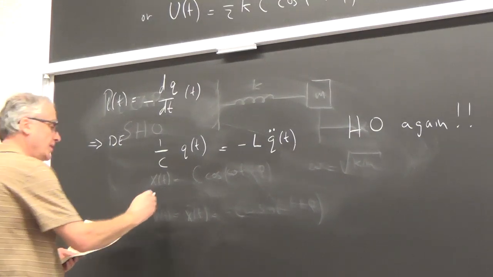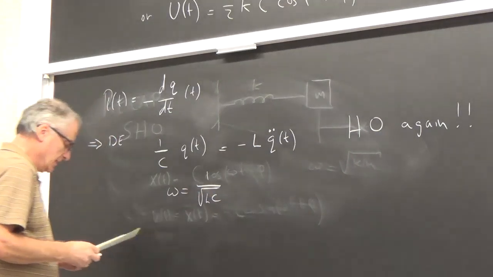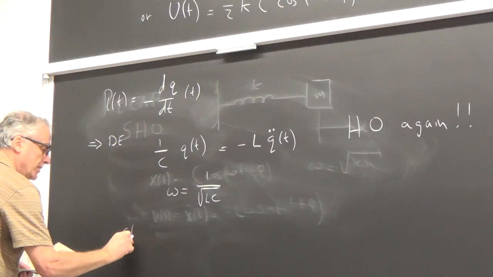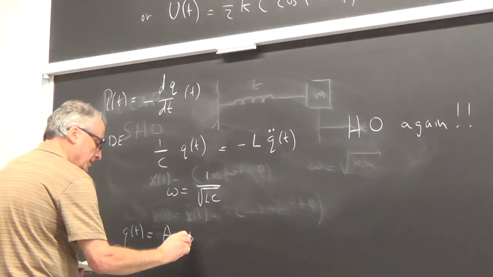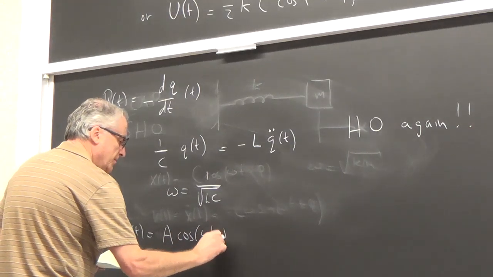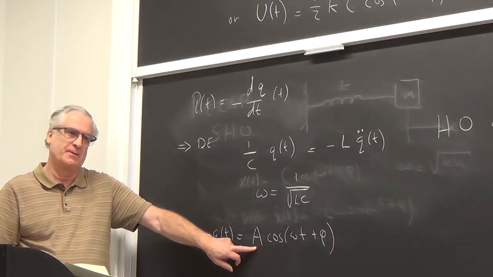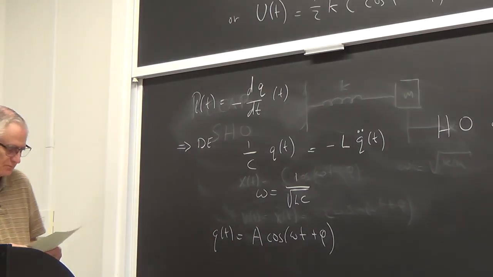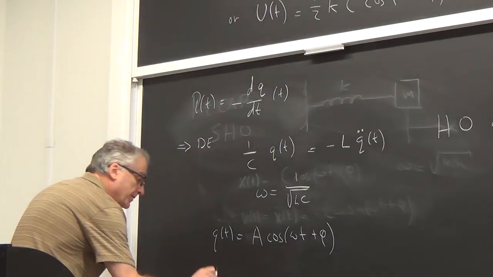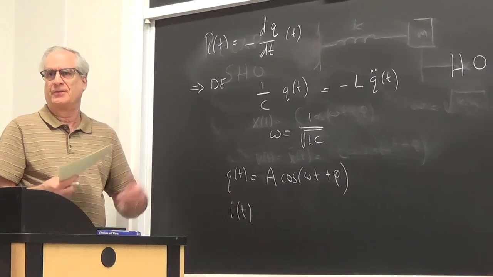What's the frequency? Omega is 1 over the square root of LC. And we have Q as a function of time is just A cosine of omega t plus phi. I'm using A here instead of what I used before, which was C, because C is the capacitance now. So I don't want to get too confused. I can take the derivative of this and get the current.